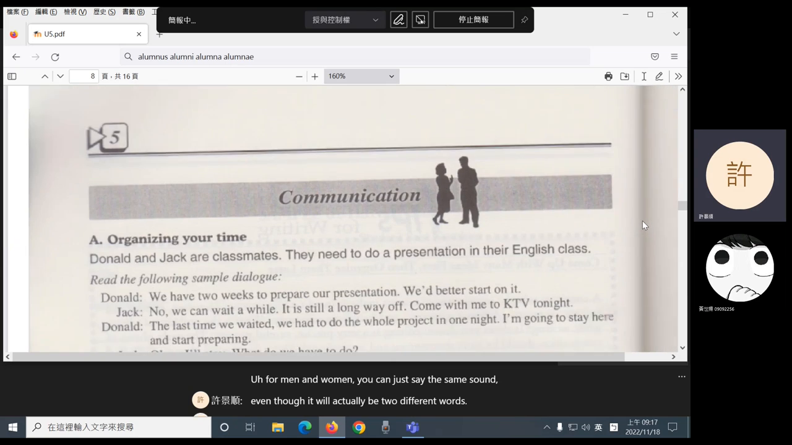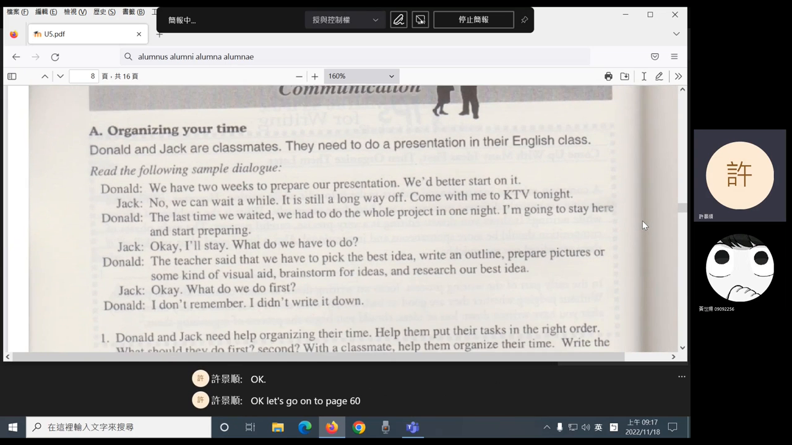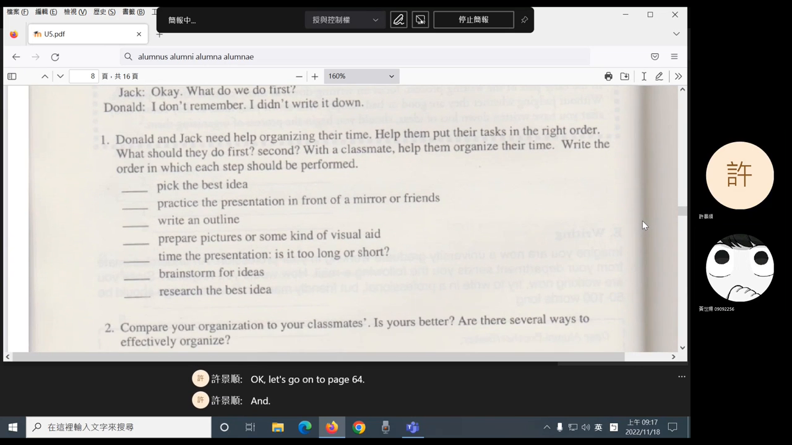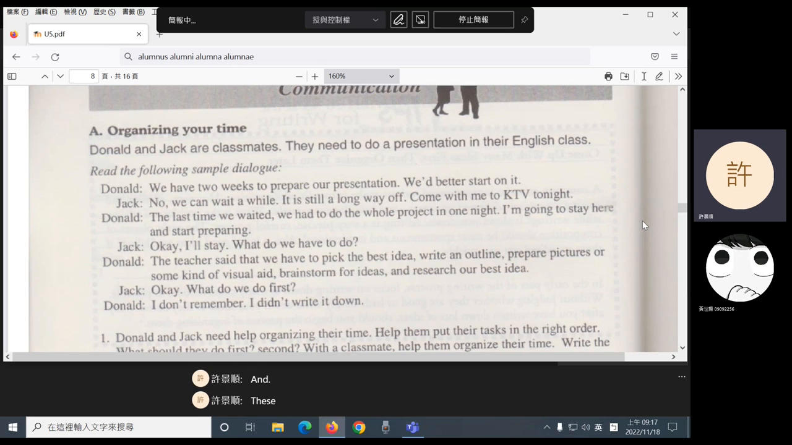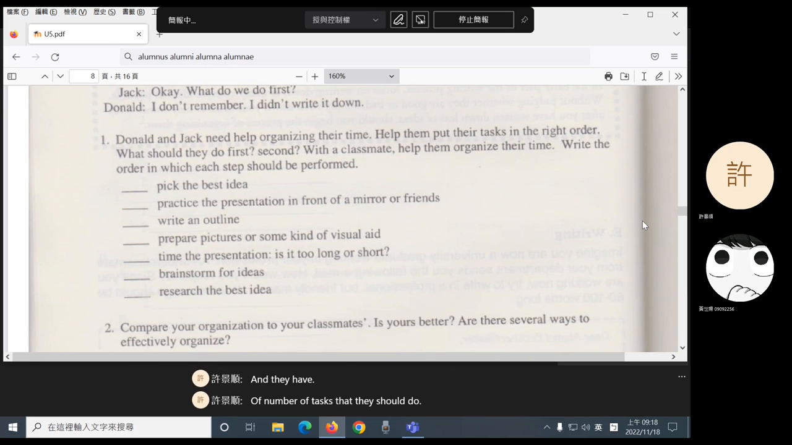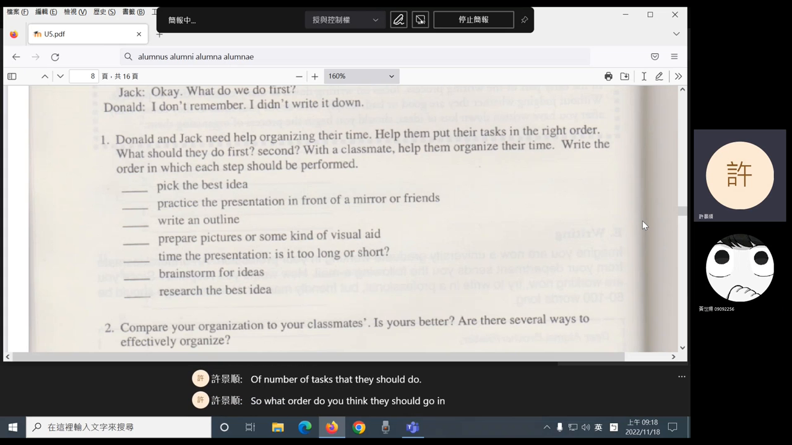Okay, let's go on to page 64. These two guys need to prepare a presentation. And they have a number of tasks that they should do. So what order do you think they should go in? Which one should they do first? Which one should they do second? And so on.